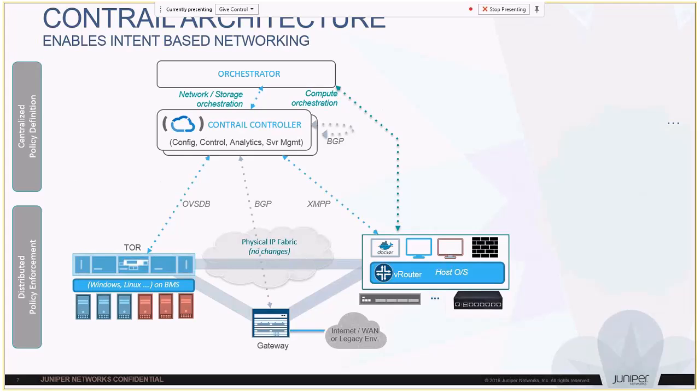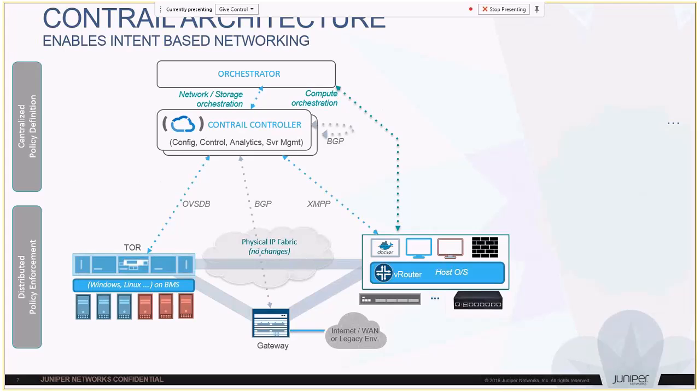Just to quickly talk about the architecture. What you see at the top is the Contrail controller, and it has components such as config, control, analytics, and also a service server management. You can horizontally scale multiple controllers for high redundancy and also scaling. Between these controllers, they run iBGP to synchronize the state.